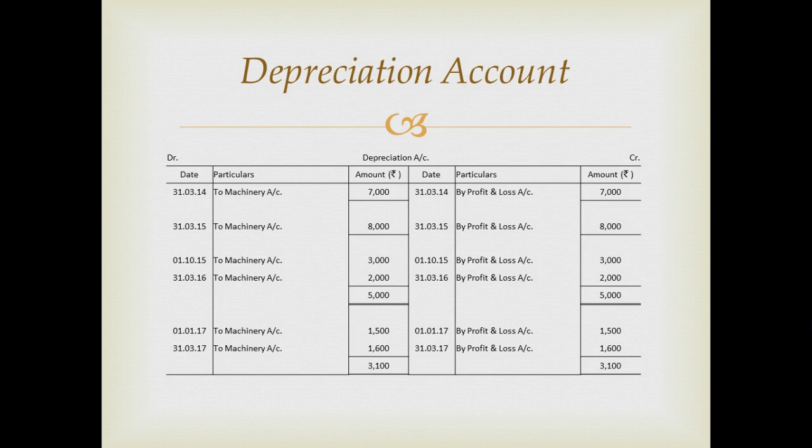Similarly, on the debit side, 1st January 2017, we have to machinery 1,500 and 31st March 2017 to machinery 1,600, and both of these amounts are transferred to profit and loss account by making subsequent entries on the credit side.